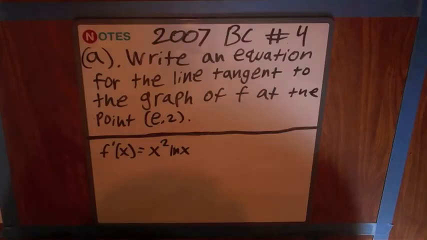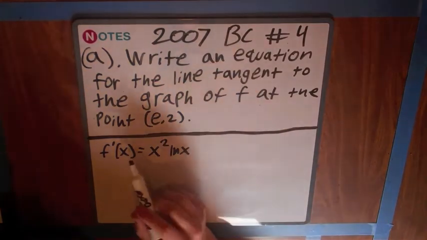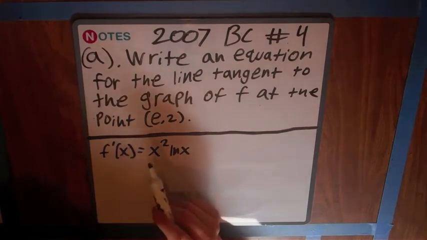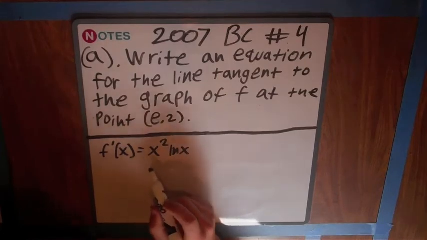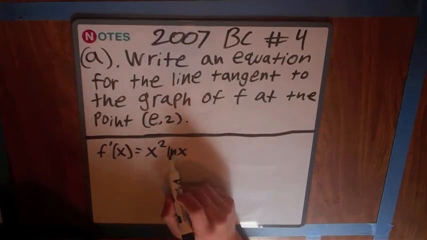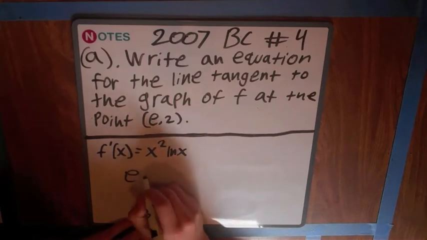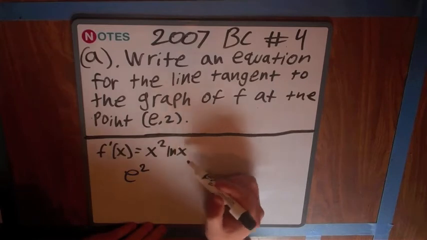Part A. Write an equation for the line tangent to the graph of f at the point (e, 2). So for this, we'll start off by using the derivative to get the slope of the tangent line at the point (e, 2). So f prime of x, as given in the initial part of the problem, f prime of x equals x squared natural log x. So simply plugging in e, you're going to get e squared times 1. The natural log of e is just 1.